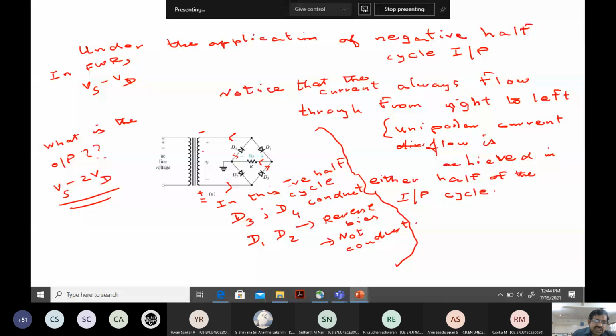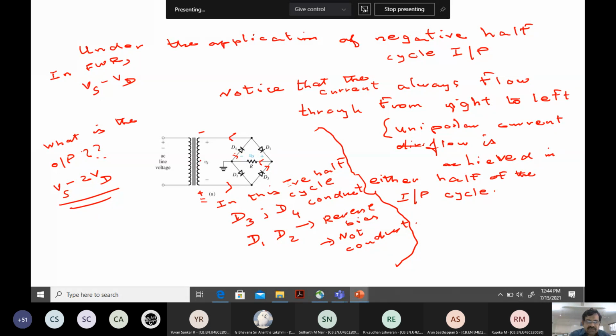There is a more important thing: we did not use a center tap transformer. We use 4 diodes. From the cost point of view, the transformer is more costly than the diodes themselves, and diodes are inexpensive. Therefore, we can use 4 diodes and we can get the output.